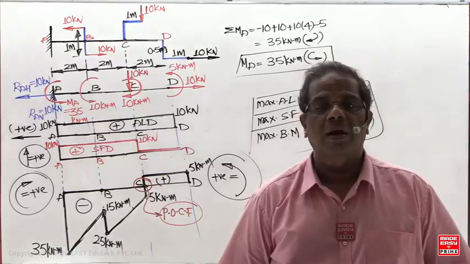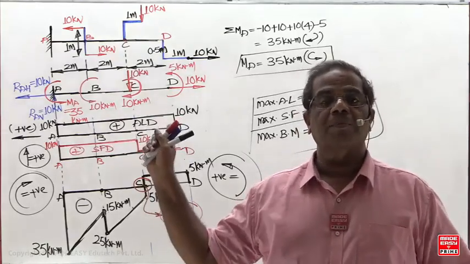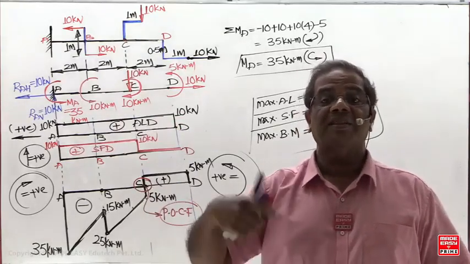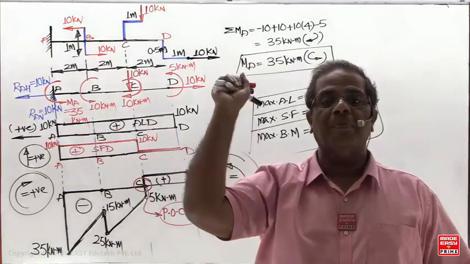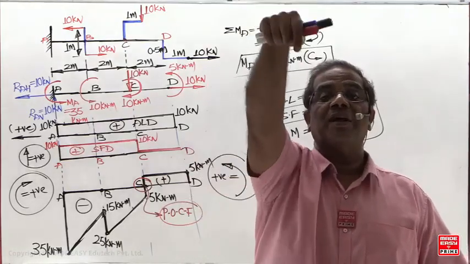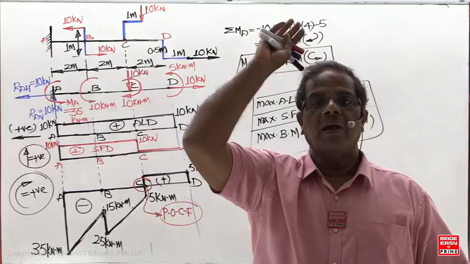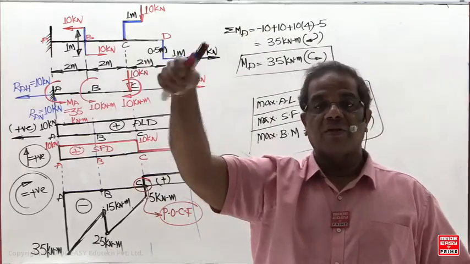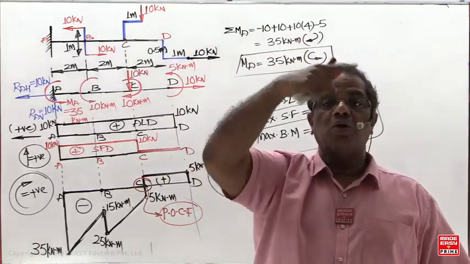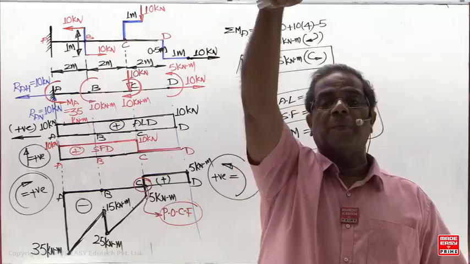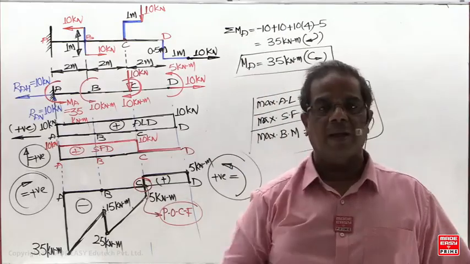Distributed load also, what now? We need the same concept only. Even for a distributed load we are following the same principle. We are going to convert it into a constant point load only. When a UDL is there, we'll find out the total load, and the total load you are going to represent by a constant point load only.